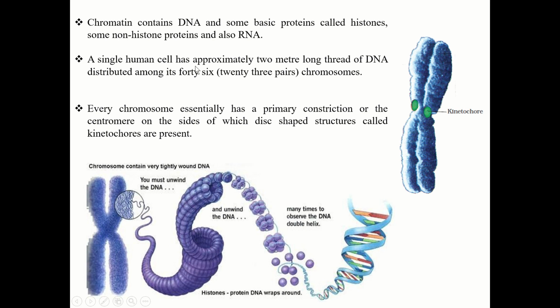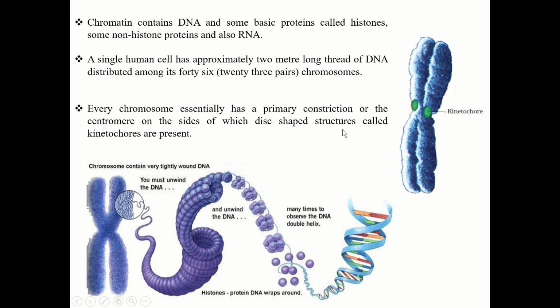A single human cell has approximately a 2-meter long thread of DNA. So if we unwind this entire chromosome, if we open it, you can see a spring-like structure. So this is almost 2 meters long. Such a long 2-meter DNA is packed into such a small nucleus. Okay, so this packaging of DNA is possible because of the histone proteins, and you will learn this in detail in 12th standard. Okay? Packaging of DNA.